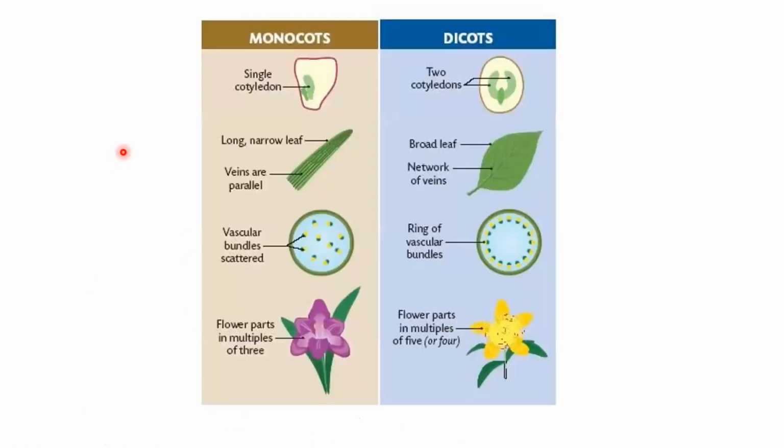Okay, now the drawing part. Before moving on to the drawing part, if you remember from your O level, there were two definitions that you learned in plants, monocots and dicots. If you don't remember, now is the time to remember it again.